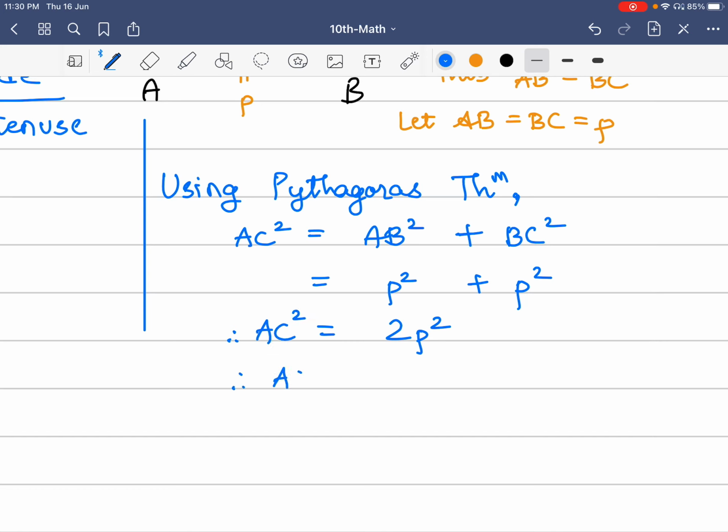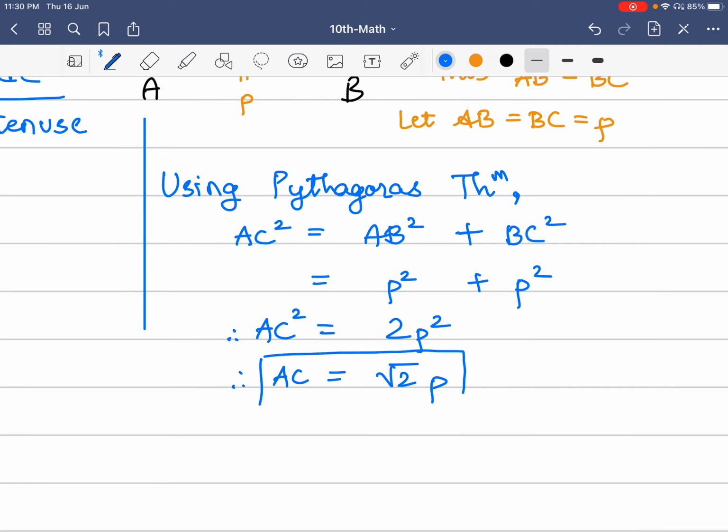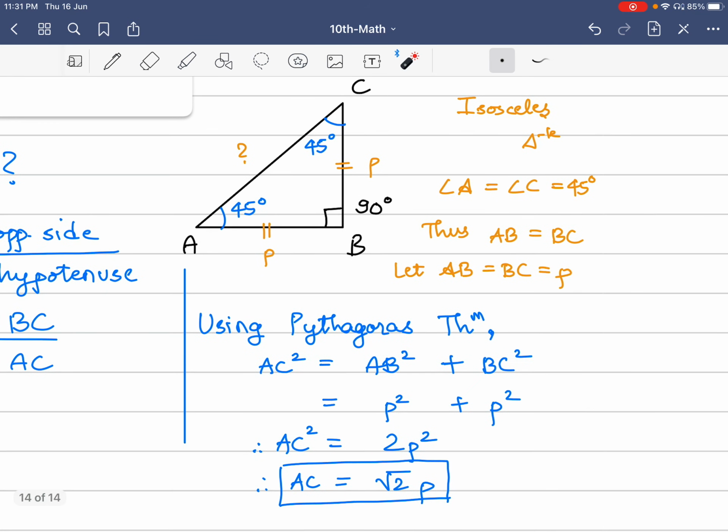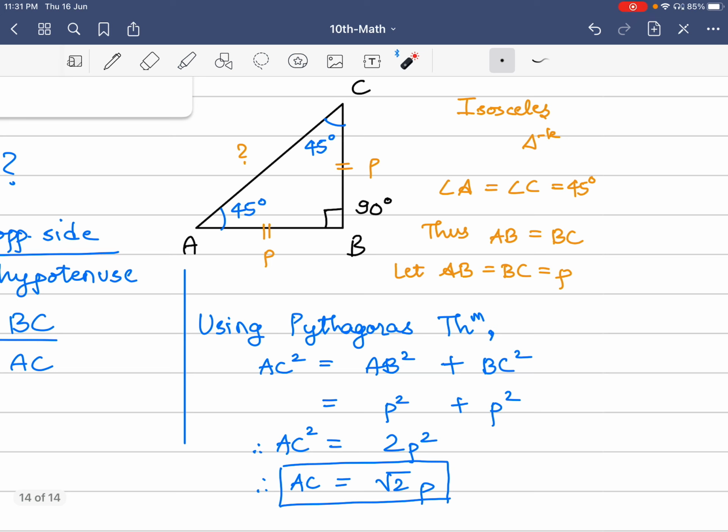And now I'm going to take square root on both the sides of our equation. So AC is going to be equal to under root of 2P. Okay, under root of 2P. This is my value of AC. Now let's go and substitute this value in a triangle. So we saw that in a triangle, this was P, this was P. We were going to find the value of AC, which we have found out. So I'm going to remove this question mark, and the value is under root of 2P.